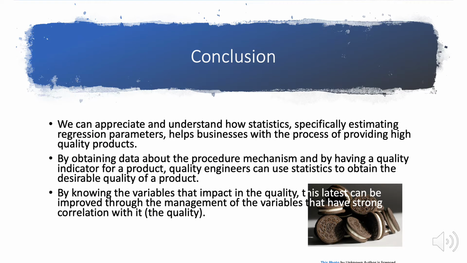Now, we can appreciate and understand how statistics, especially estimating regression parameters, helps businesses with the process of providing high-quality products. By obtaining data about the procedure mechanism and by having a quality indicator for a product, quality engineers can use statistics to obtain desirable quality of a product. By knowing the variables that impact the quality, the latter can be improved through the management of the variables that have a strong correlation with it. I hope you enjoyed it.